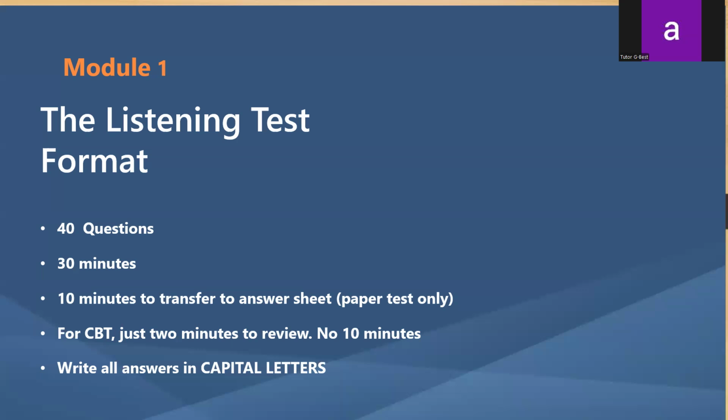Now, I'll take that again. When you write inside the question paper, you write in small letters. Then at the end of the whole test, when they give you 10 minutes to transfer your answer to an answer sheet, you transfer everything in capital letters. Why? Because writing in small letters is easier and faster compared to writing in capital letters.